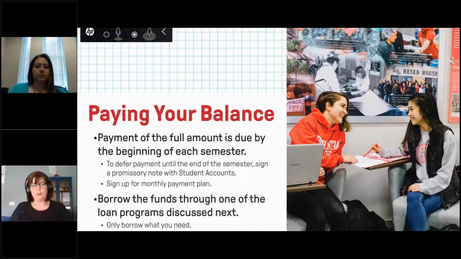In our office, we will be processing loans to help fund any remaining balance due. So we can talk about loan options and only borrowing what you need to cover your cost.